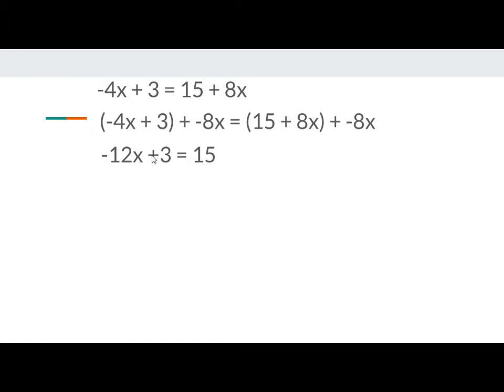For the next part then, so I've eliminated the x's from the right side of the equal sign. Now to isolate that variable, to get x all by itself, I want to eliminate the negative 12 times x, and I want to eliminate the plus 3.